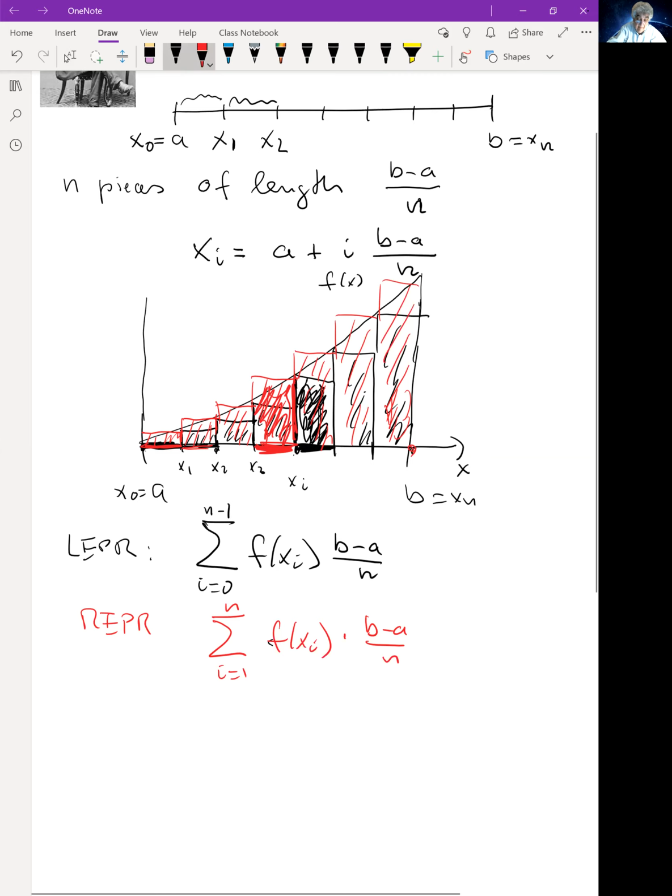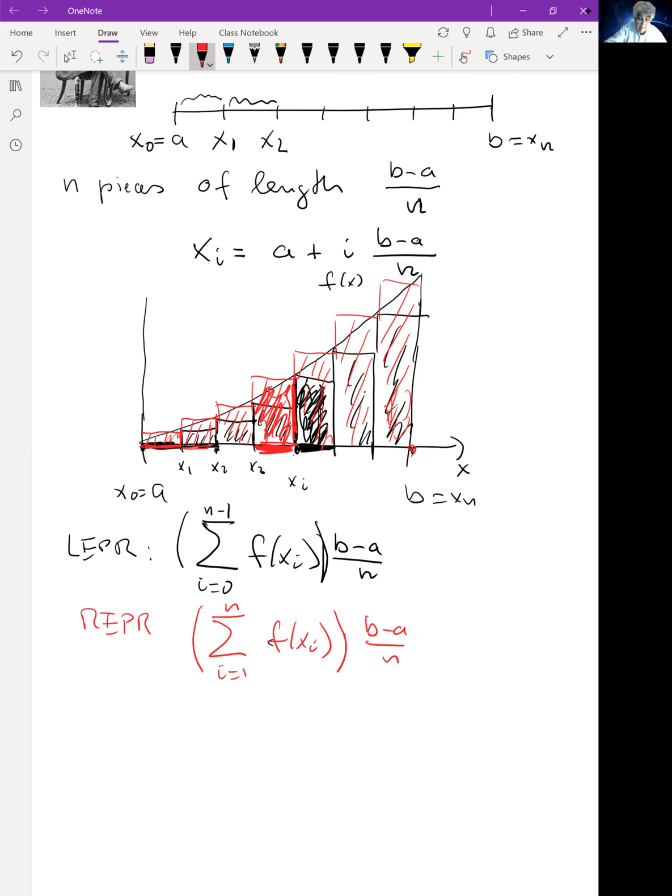Also important to observe that the term b minus a over n is in all the pieces of the sum, so I can factor it out. So it's really the sum of the heights times b minus a over n. The same in the right endpoint rule: b minus a over n is in all the sums, so I can factor it out. So it is really the sum of the heights times b minus a over n.